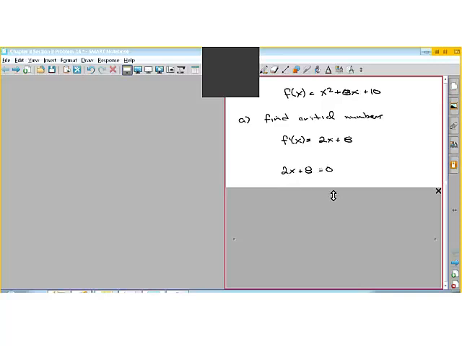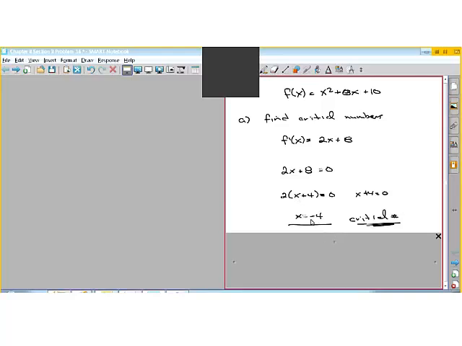So you can divide by 2, and then move the 4 to the right-hand side. Or you factor out the 2. This has to be 0 for this to be 0, because 2 is always positive, and it's always 2. So this term has to go to 0. So we set that equal to 0. Subtract 4 from both sides, and we get x equals negative 4 as a critical number. So we have one critical number.